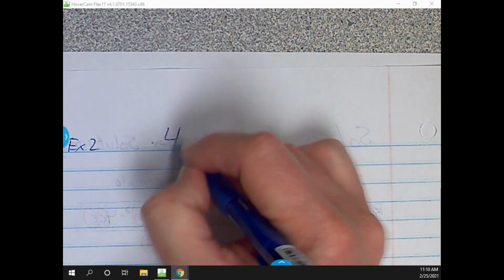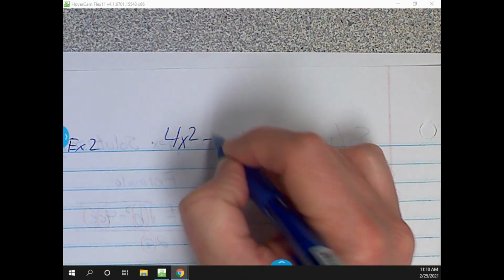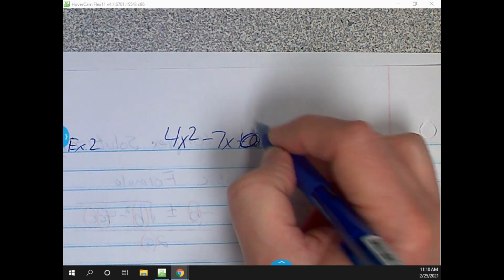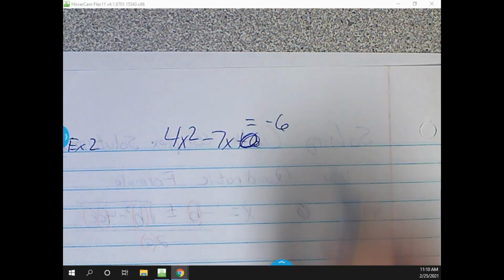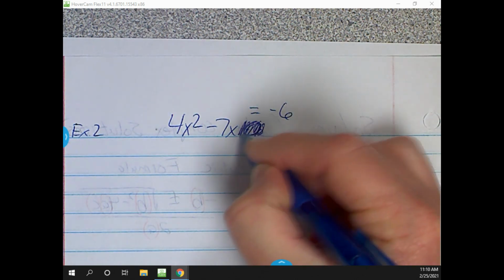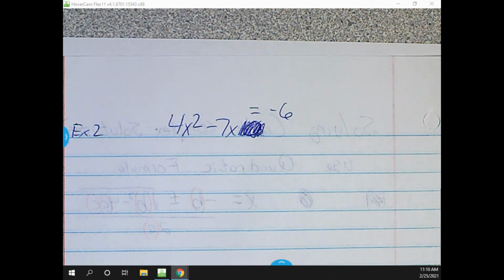Let's do 4x squared minus 7x plus 6 equals 0. Actually, we'll do it this way. So let's say he's got 4x squared minus 7x equals 6. Equals -6.